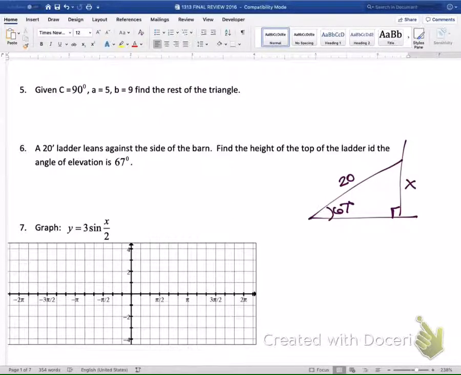So again, this is just a basic sine, cosine, tangent. As long as you can draw your picture, you're good to go. From 67, you have the opposite and hypotenuse. So I'm setting up sine of 67 equals opposite over hypotenuse. And in my calculator, I'm going to type 20 times the sine of 67, which gives me about 18.41 feet.